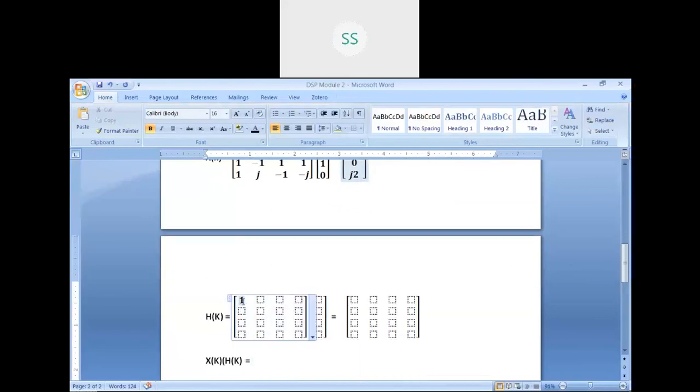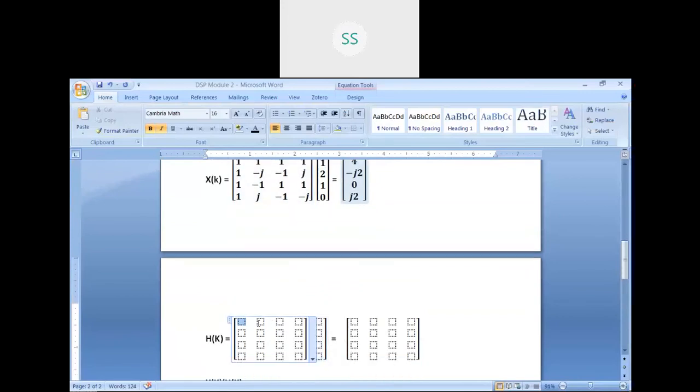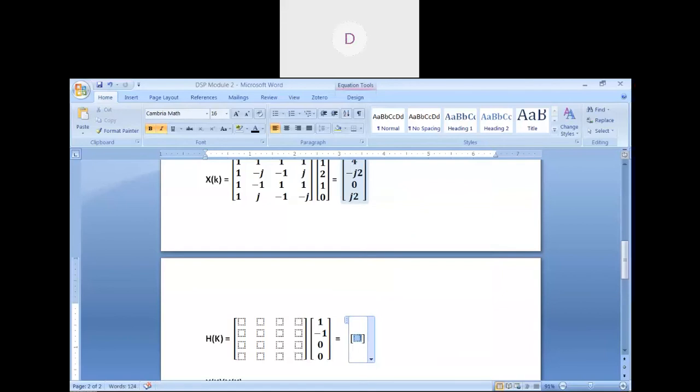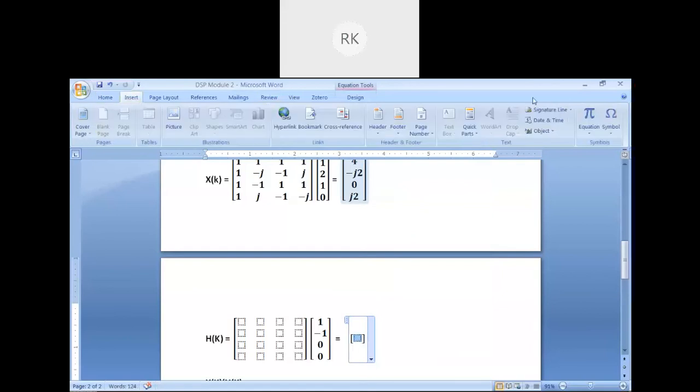Similarly, now write down the same matrix for H of n, but here the sequence is 1, minus 1, 0, 0. What is the result here? Zero. Just a minute.